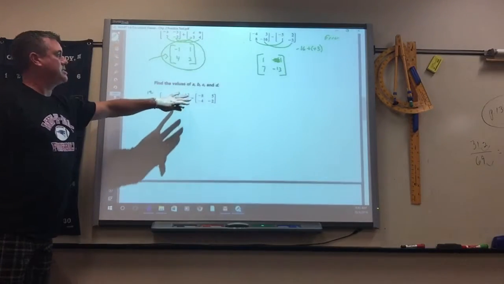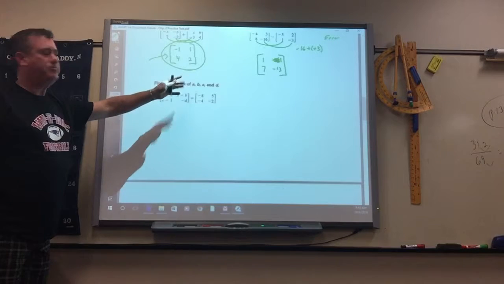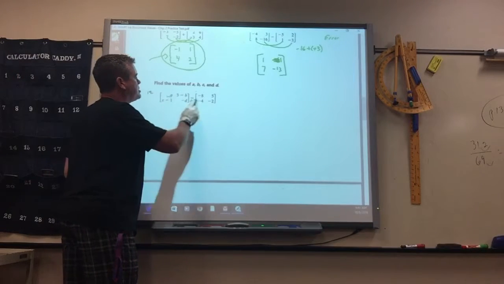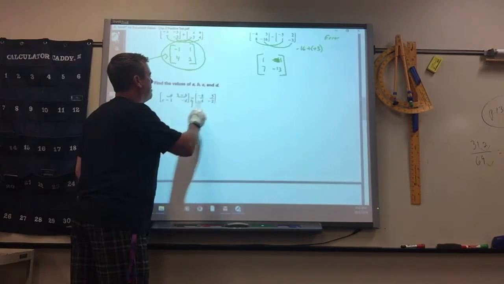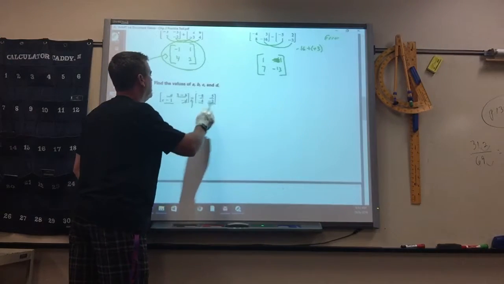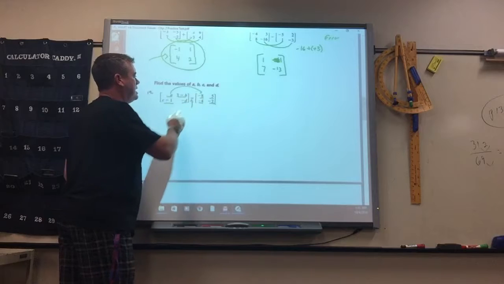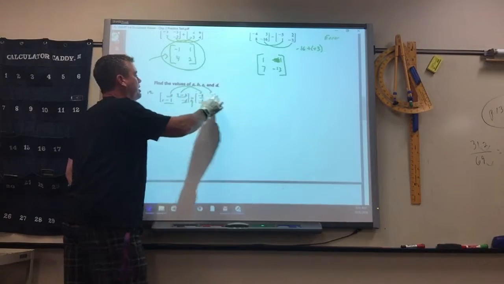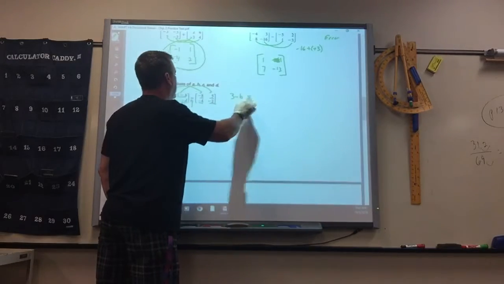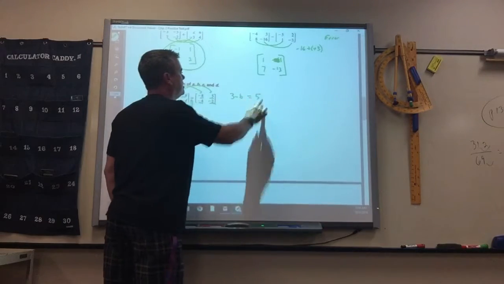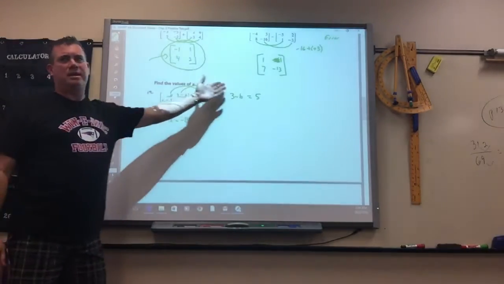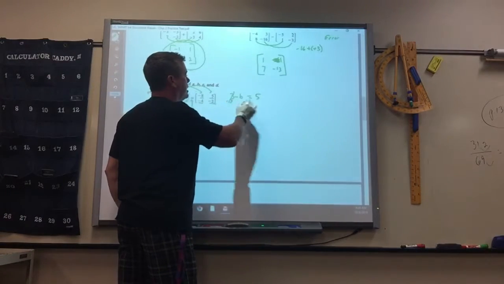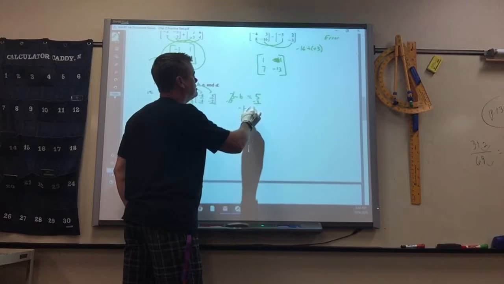So this is like in the assignment also, if you remember. Since these are equal, that means every position has to have the same value in it. So that means A equals negative 8. 3 minus B has to equal 5. So all you can do is just write it down, set it so they're equal to each other, and just solve it. Subtract 3 to get the 3 out of there.